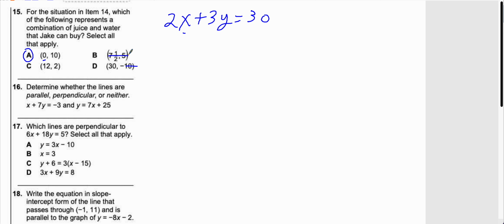So the other one has to be C? Not necessarily, but it does work actually. Don't just assume it's 12 times 2 is 24, plus 2 times 6. You're supposed to show work. 2 times 12 plus 3 times 2 equals 30. 24 plus 6 is 30, so that checks. Good.